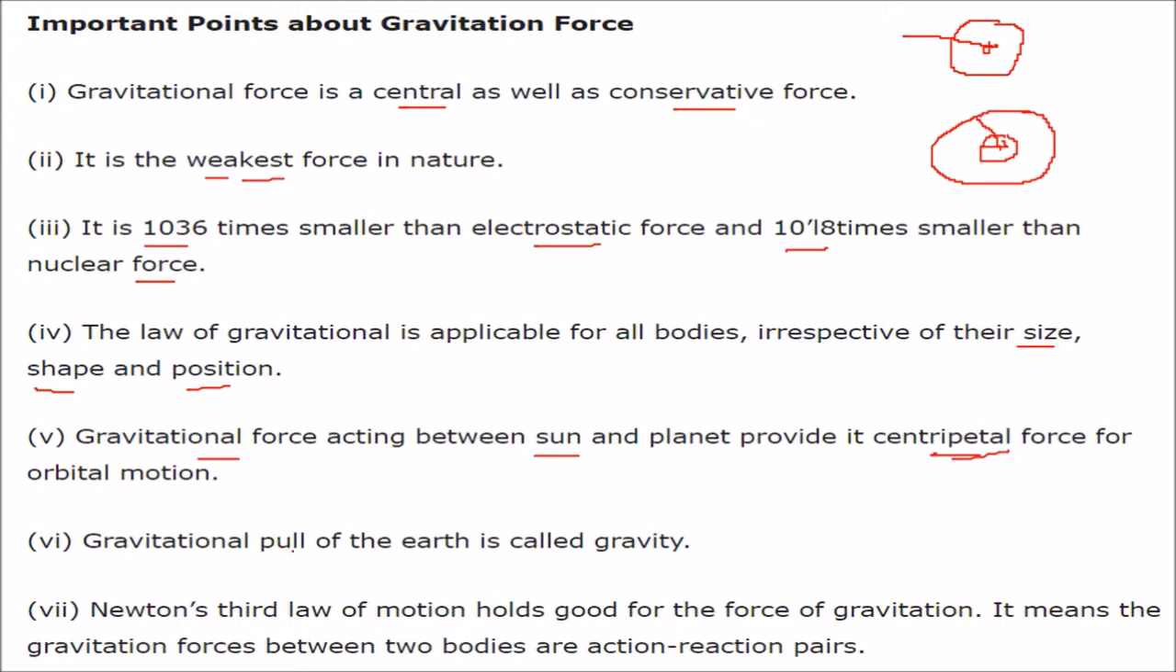The gravitational pull of the Earth is known as gravity. If this planet is Earth, and this is the sun, then we call it the gravitational pull of the Earth. Earth, by virtue of its inner mass, attracts bodies, and this is known as the gravitational pull. Also, Newton's third law of motion holds good for the force of gravitation because eventually it is a force. This means the gravitational forces between two bodies are action-reaction pairs.